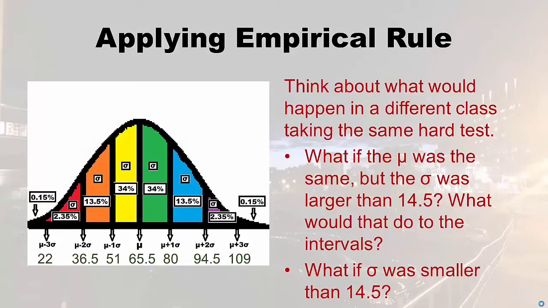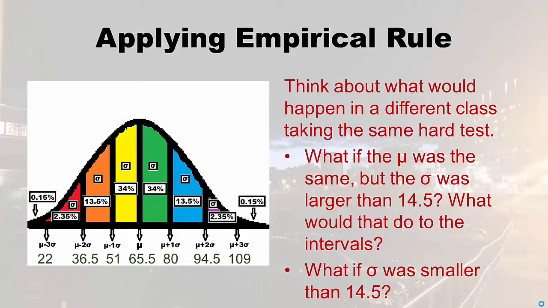So that gets to my last question. What if the standard deviation was actually smaller than 14.5? So if we were in the chemical engineering class and they were taking chemistry and they had a smaller standard deviation, maybe they might have had the same mean, 65.5. But let's say their standard deviation was like 5. Then where the 80 is now would be 70.5. And where the 51 is would be 60.5. And we'd have way more confidence of where we knew the scores fell.